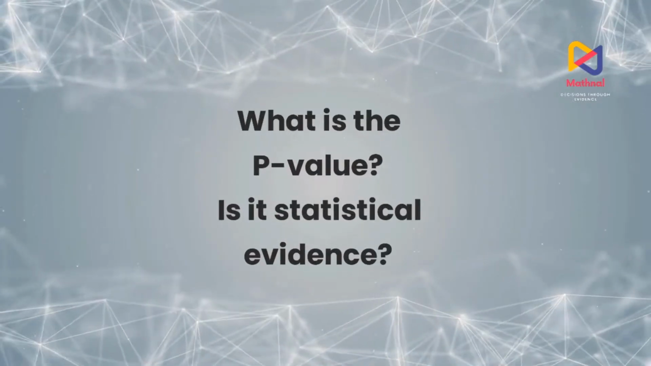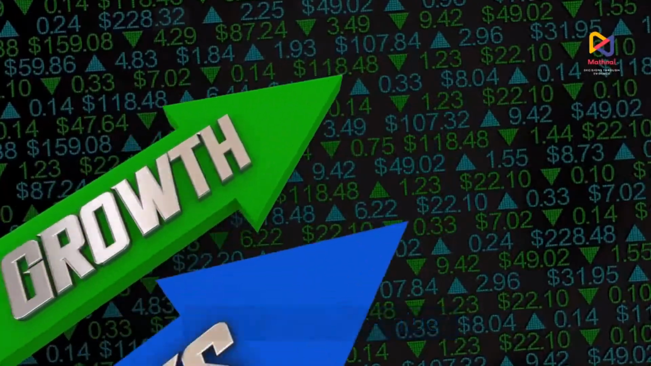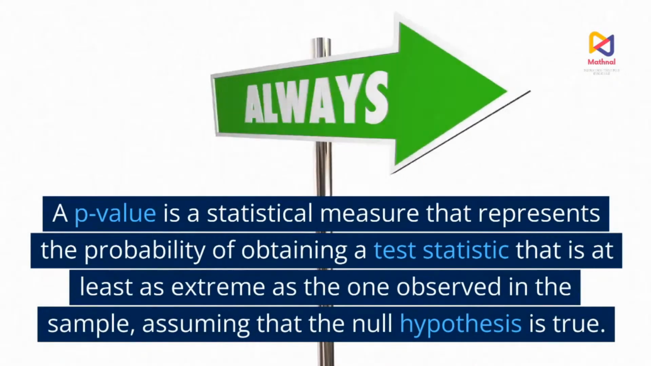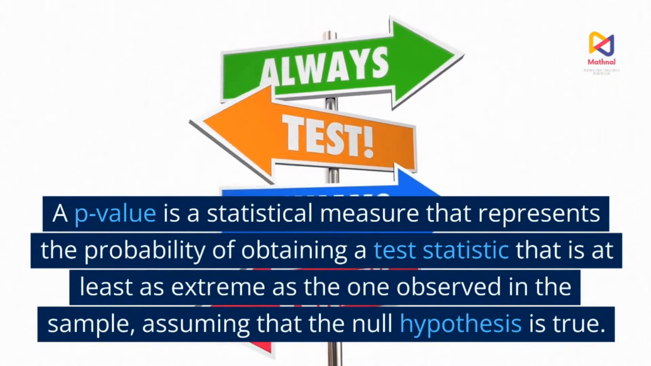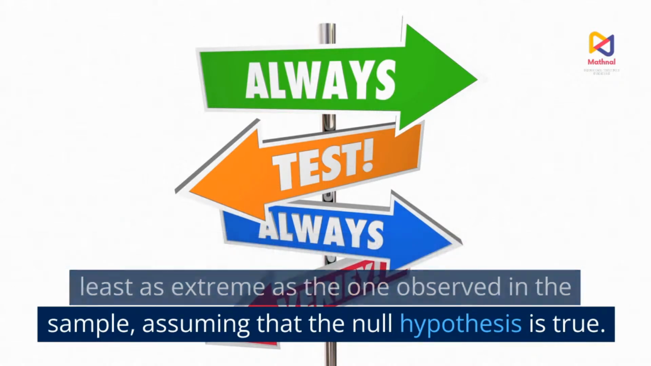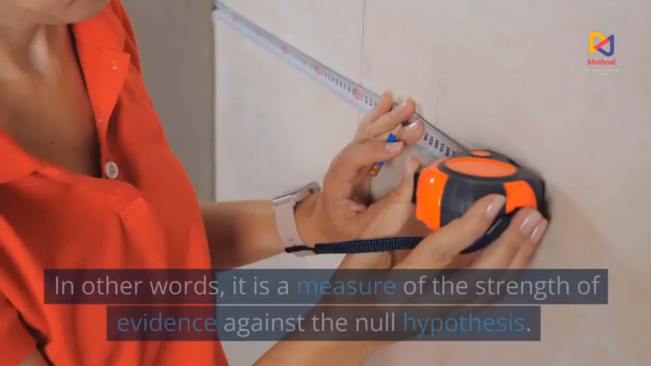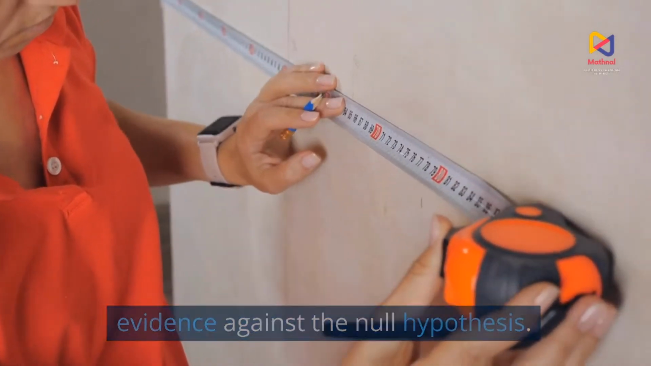What is the p-value? Is it statistical evidence? How to define p-value? A p-value is a statistical measure that represents the probability of obtaining a test statistic that is at least as extreme as the one observed in the sample, assuming that the null hypothesis is true. In other words, it is a measure of the strength of evidence against the null hypothesis.